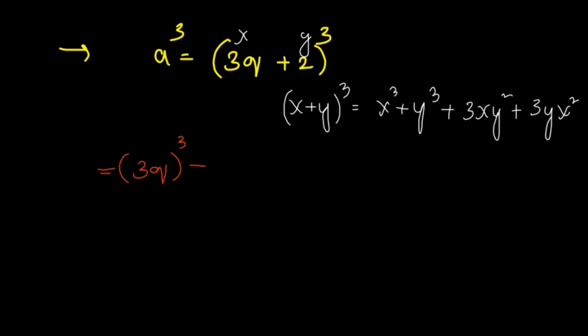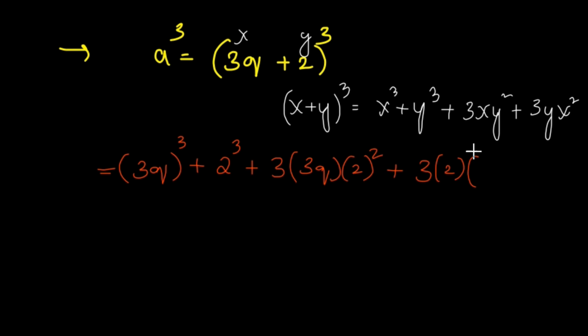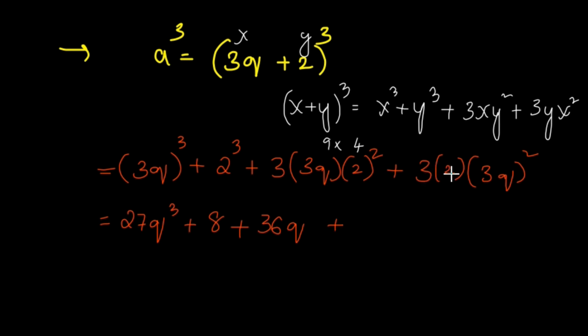3q cube plus 2 cube plus 3 multiplied by x is 3q, y square is 2 square plus 3, y is 2, x is 3q whole square. 3q cube will give you 27q cube plus 2 cube is 8 plus 3 3s are 9, 9 4s are, 2 square will give you 4, and this will give you 9 4s are 36q plus 3 2s are 6, 6 plus 6, this will give you 6, 3 square will give you 9, 6 9s are 54q square.